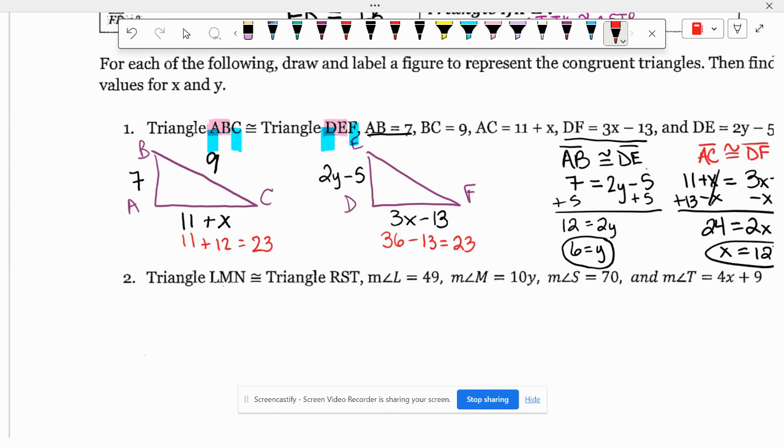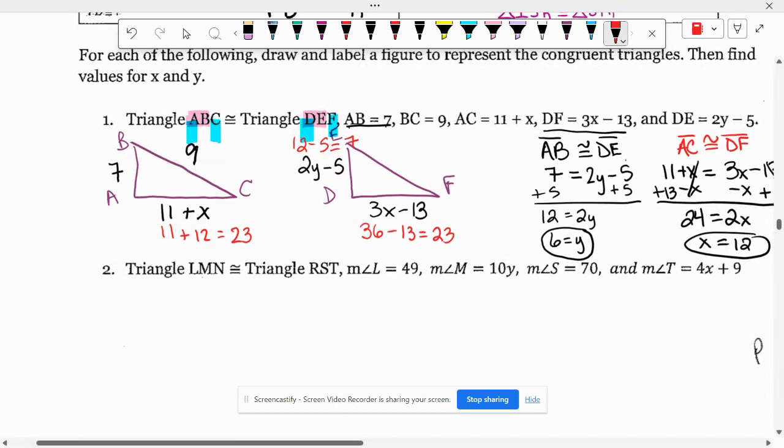We did it right. Y is 6. That's 12. 2 times 6 is 12. Minus 5. What is 12 minus 5? 7. So you could plug in and check to make sure you got it right. Okay, you could plug in those numbers and check to make sure you got it right.